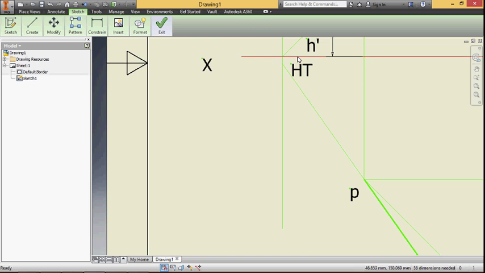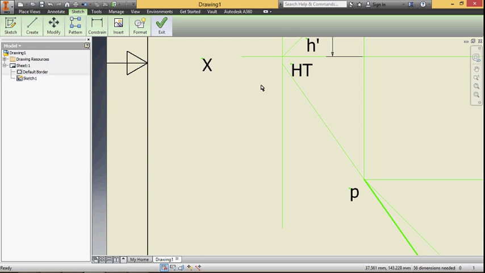The condition is, if a point is in HP, its front view will be on the reference line. You know that the horizontal trace is a point on HP. So its front view will be on the reference line. That's why H dash will be on the reference line.